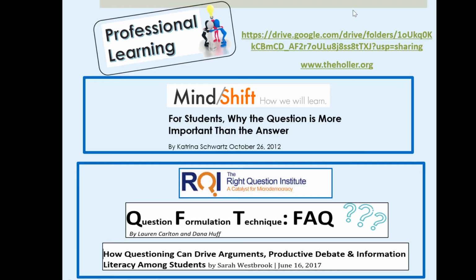Now, on the Google Drive, which you can access through the Holler also, that's a direct link to the Google Drive, there are these 2 articles that you can use however you want to in PLCs, planning period, individually. But these are some resources that will help you. For example, from the Mind Shift, all of these are 1 or 2 page articles that give you lots of information. But Mind Shift is a site that is about how we learn. So for students, why the question is more important than the answer.